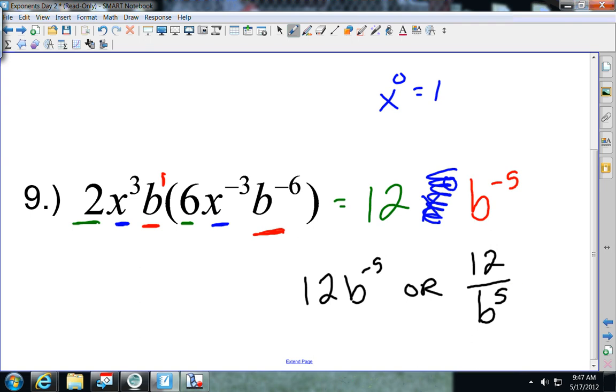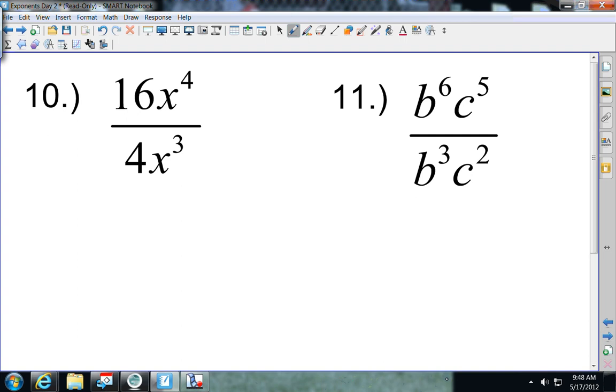Somebody said 1 over b to the 5th. It does flip over to 1 over b to the 5th. But remember that 12 is over 1. And if we did 1 over b to the 5th, and you multiply, it's 12b to the 5th. Okay? There's the next two. Why don't we take a minute and try and answer these two? Remember that when we are dividing, what do we do with the exponents? We subtract them.